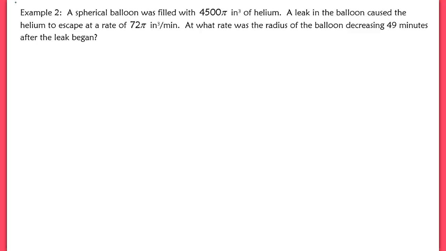A leak in the balloon caused the helium to escape at a rate of 72 pi cubic inches per minute. At what rate was the radius of the balloon decreasing 49 minutes after the leak began? So let's start with our diagram here.